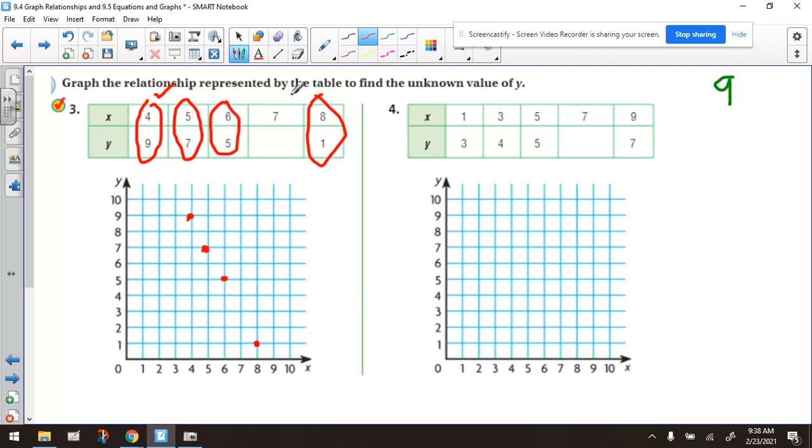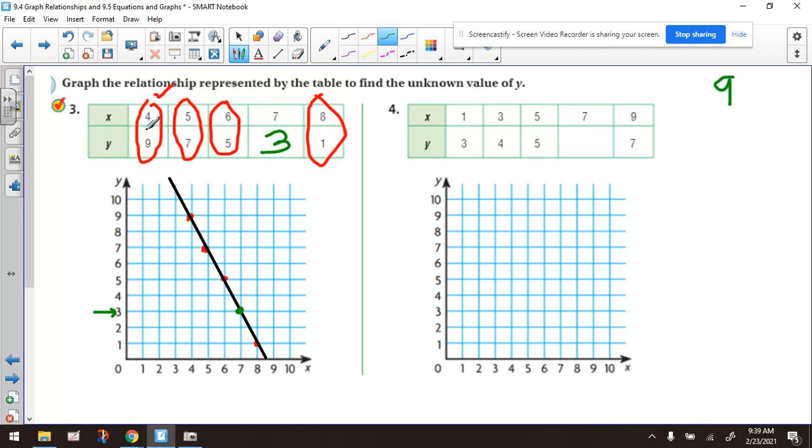All right, now if we connect our points, and it's always a good idea to have your line go all the way through the coordinate plane because you can use it to make predictions. Now, if we go over 7 and up to the line, we can see that that matches up with the 3 on the y line.